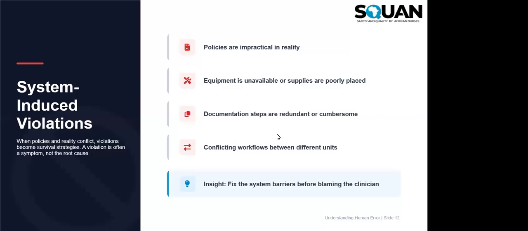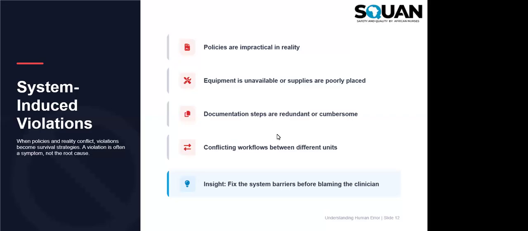So there's something called system-induced violations, right? When policies and reality conflict. So we have policies that have been written, but then the reality is different from what we have written in the policies. So violations then become our survival strategy, because maybe the policies, for example, are impractical in reality. Maybe when we wrote the policies and now they're no longer relevant, maybe we need to go and review them.